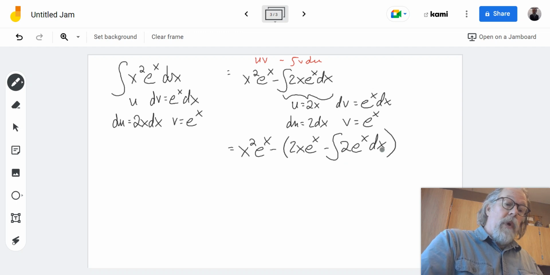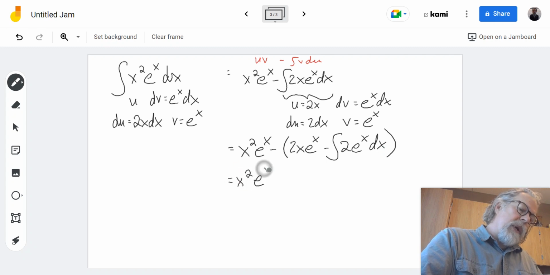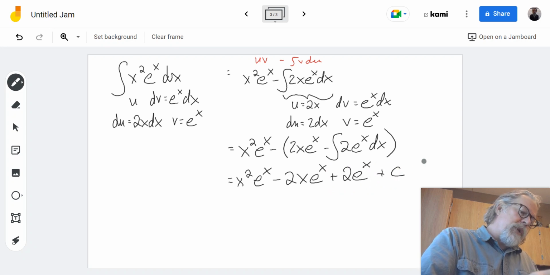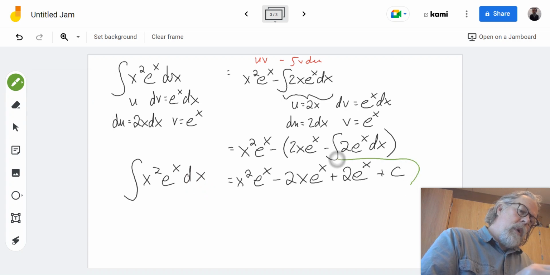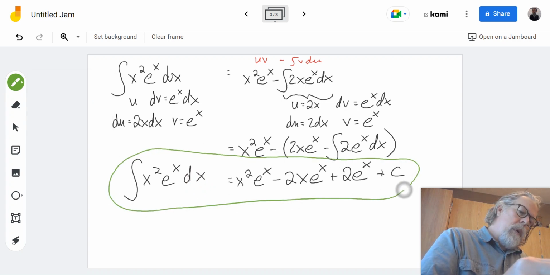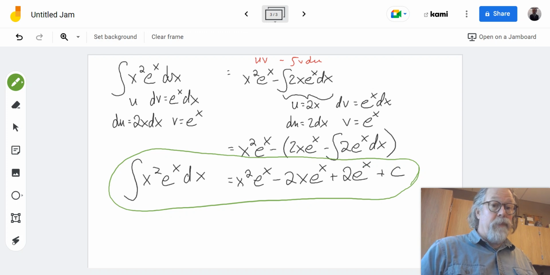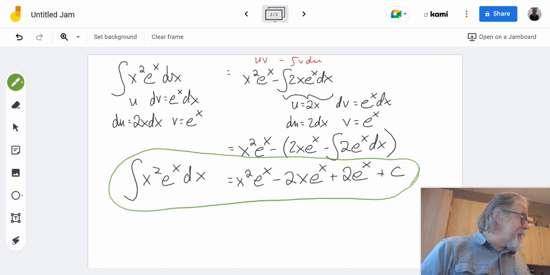So now I know the antiderivative of 2e to the x. It's just 2e to the x. So this becomes x squared e to the x minus 2x e to the x plus 2e to the x plus a constant, and I have just found the antiderivative of x squared e to the x dx. Something I could never have found using what we knew before today.